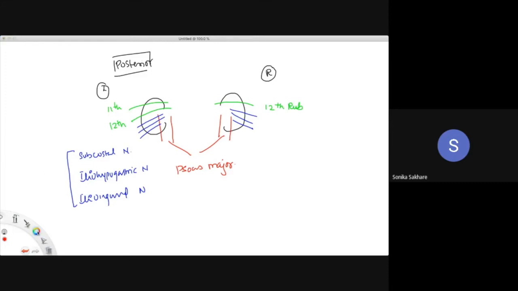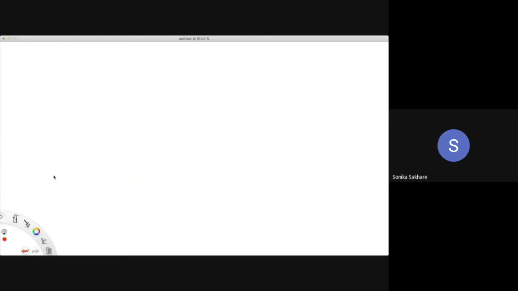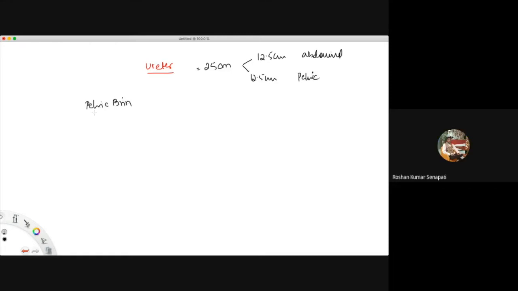Now we have finished the kidney for once. We will go on to the ureter. What is the length of the ureter? 25 centimeters, very good. Out of which 12.5 is abdominal, and the rest, 12.5 centimeters, is pelvic. When can you say it is abdominal or pelvic? When it crosses the pelvic brim. When it crosses the pelvic brim, it becomes pelvic.